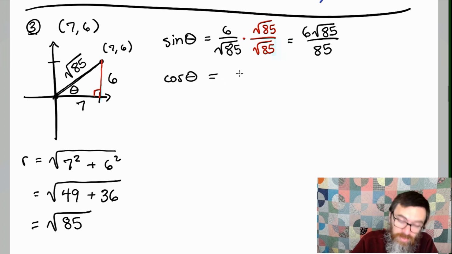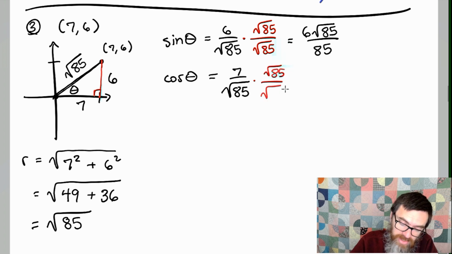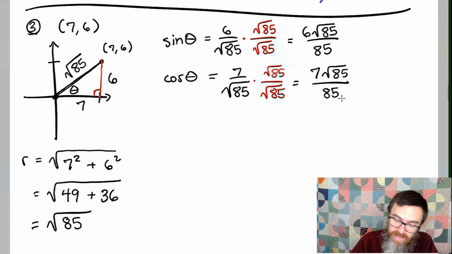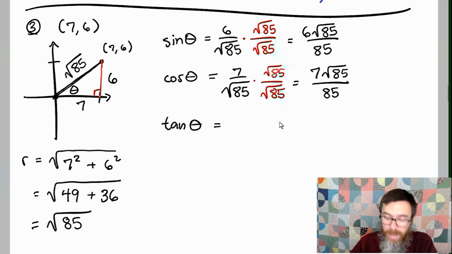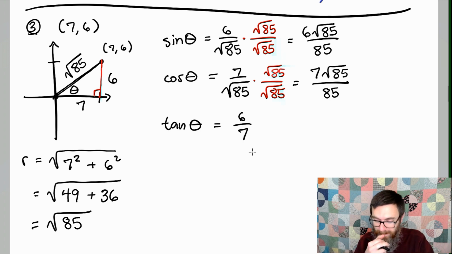Cosine is supposed to be adjacent, which is 7, over the hypotenuse, another radical. And again, we're going to rationalize. And because 85 doesn't break down at all, we're just going to use that full-on radical. We get 7 square roots of 85 in the numerator over 85. I think finally we get an easy one with tangent. Tangent is opposite, 6 over adjacent, 7. Okay, thank goodness that one's done, right?